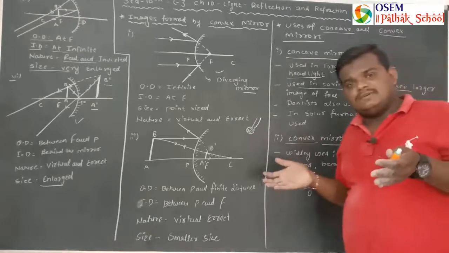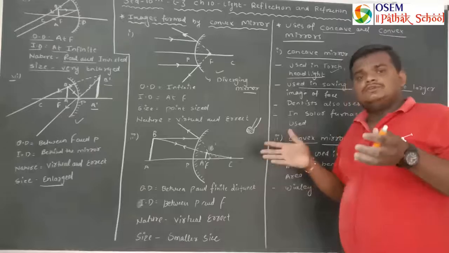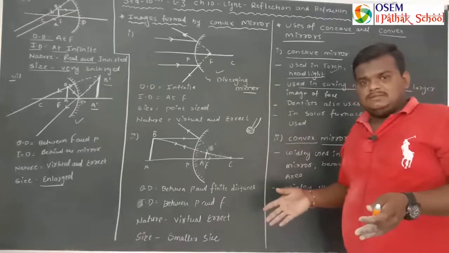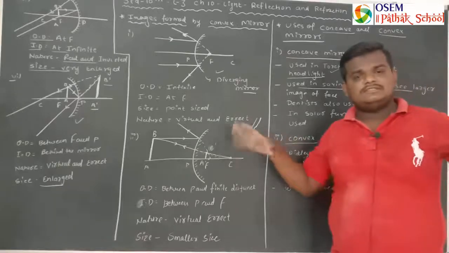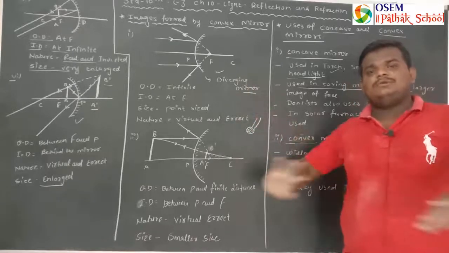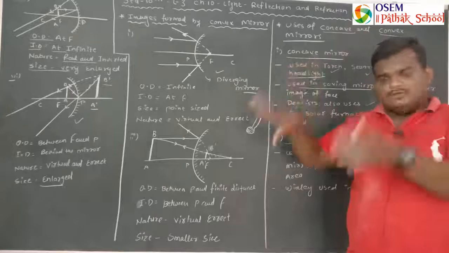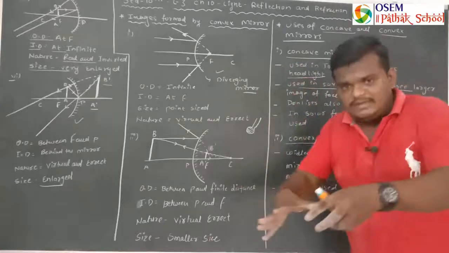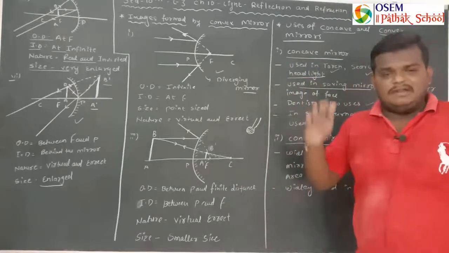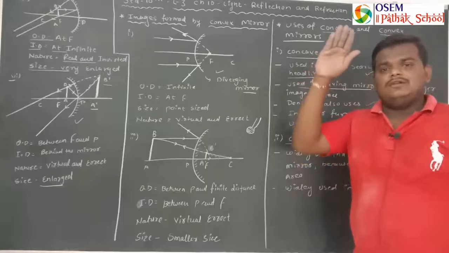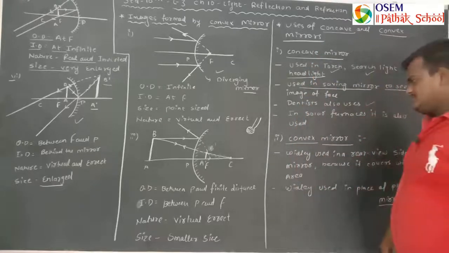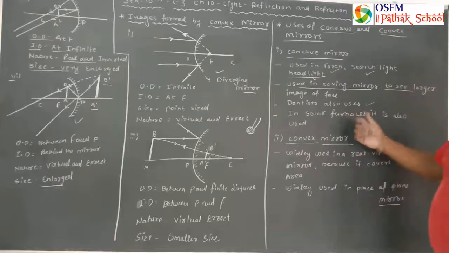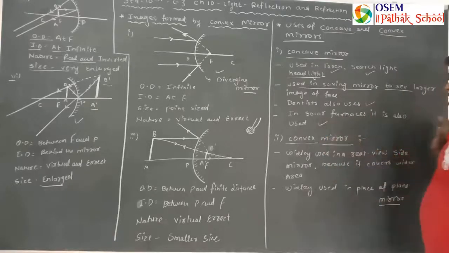What is a solar furnace? A solar furnace is used to melt metals. In solar furnaces, different types of concave mirrors are arranged. Light falls on them and it falls on the metal. That's why metals which have a very low melting point get easily melted. So it is also used in solar furnaces.